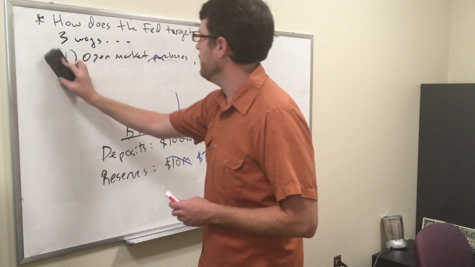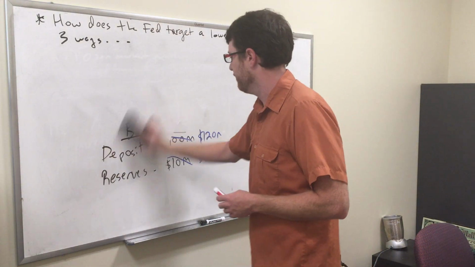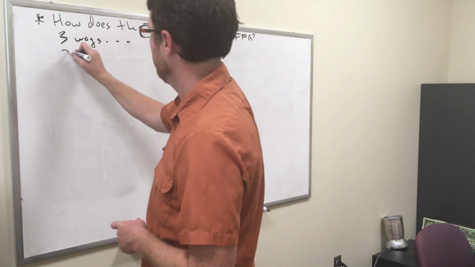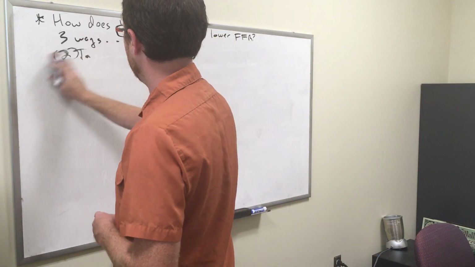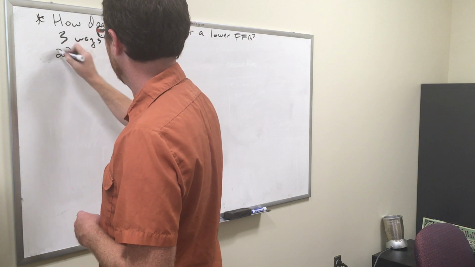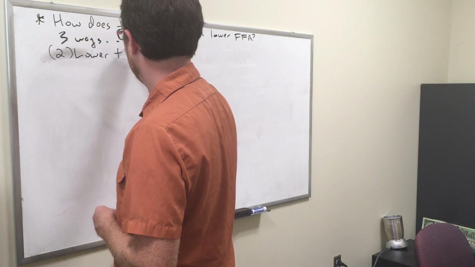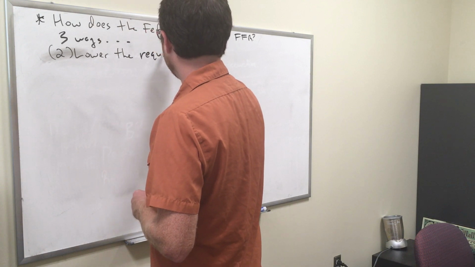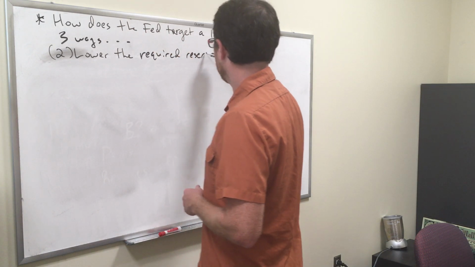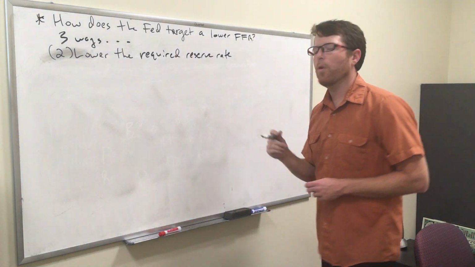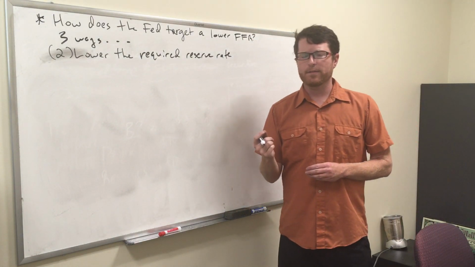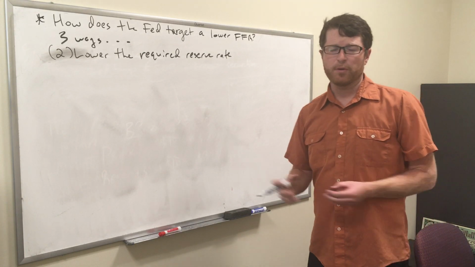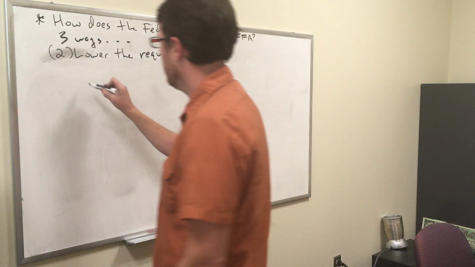Now let's complete the discussion here. We've got two more to do. The second one is to lower the required reserve rate. Remember, the required reserve rate is the rate that the banks have to hold, okay? So this is 10% in the United States.